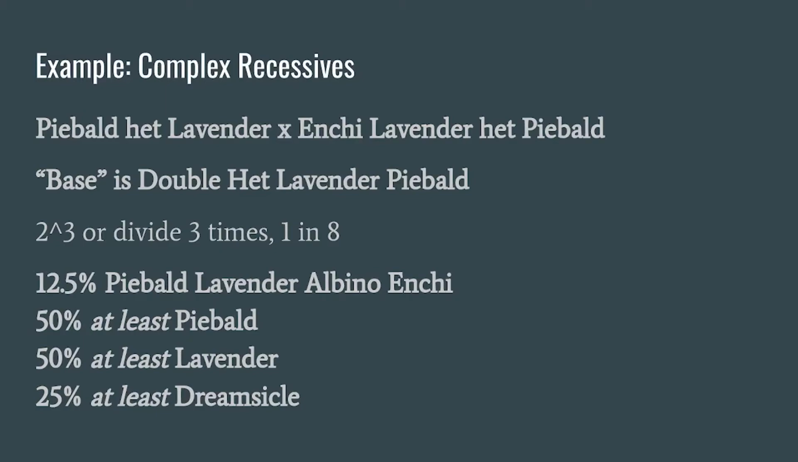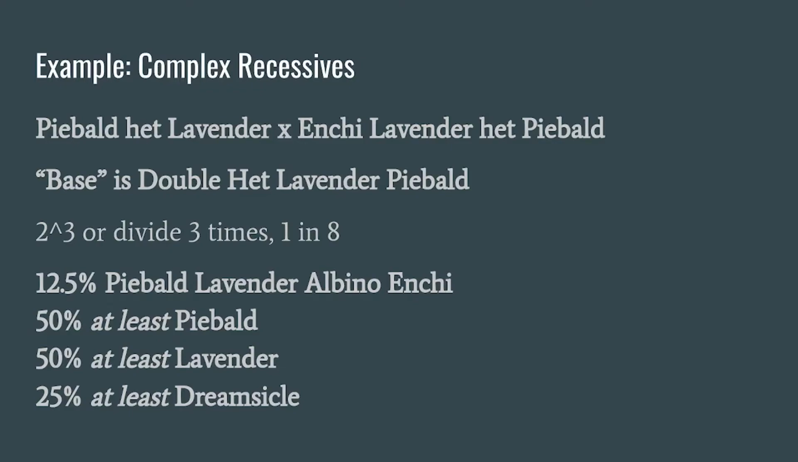So if we just look at the core there, we only have 3 genes that we have to work with, even though that looks a little bit intimidating. So we'll cut it up again. So I'll do 2 to the power of 3. That's the easiest one for me. 1 in 8. So 1 in 8 would be our winner there. Our winner would be the piebald lavender albino inchy.